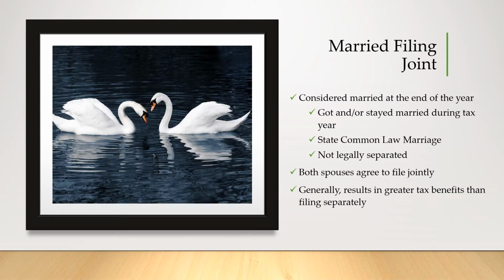Our next filing status is married filing joint, and this is for taxpayers who are considered married at the end of the year. If you'll remember, married at December 31st is married at the end of the year. So if they were married the whole year, they were married at the end of the year. If they got married at any point during the year and they stayed married, so that by December 31st they're still married, then they are considered married for the entire tax year. And this includes state common law marriages.